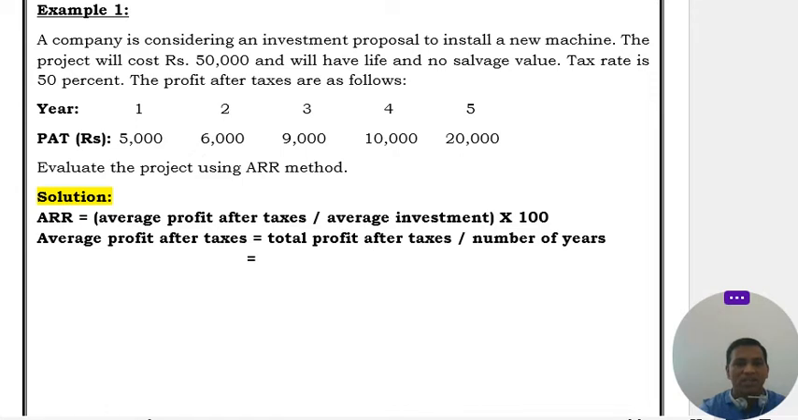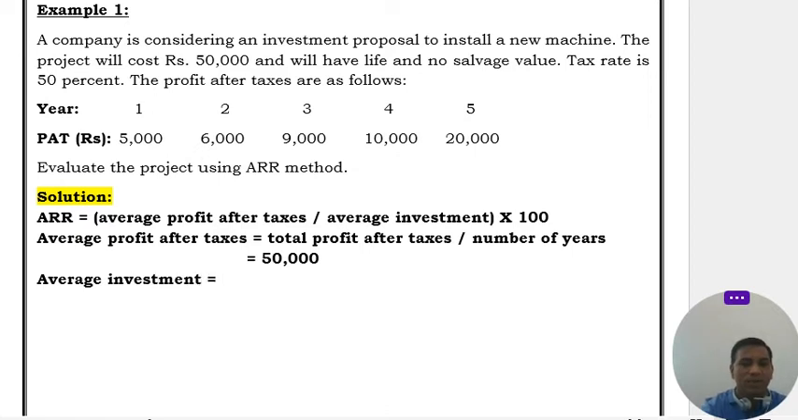5 plus 6, 11 plus 9, 20 plus 30, 50, 30 plus 20, 50. So total of these 5 values, 50,000. And what about the average investment value?